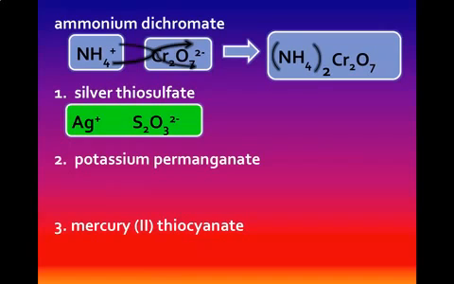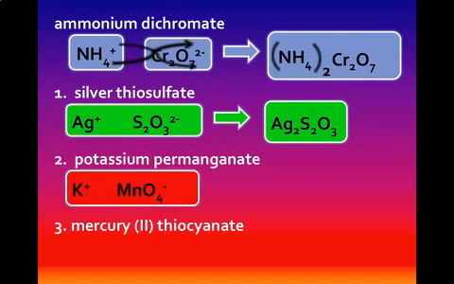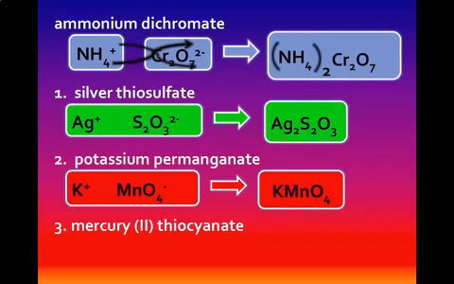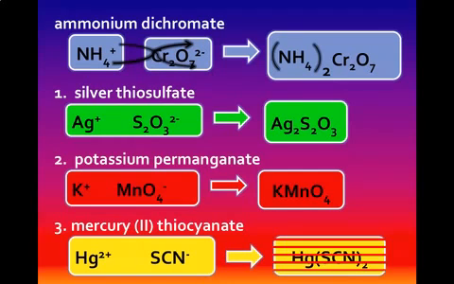Silver thiosulfate. Silver we know has a +1 charge. We're going to do a crossover trick, and I get Ag2S2O3. And again, remember, we only need parentheses if the polyatomic has a subscript, and it didn't here because it was a 1. Potassium permanganate, that's a +1 and -1, so that already cancels out to 0, so I can just rewrite KMnO4. Mercury 2 thiocyanate, so I'm going to do my crossover trick, and I get Hg(SCN)2.